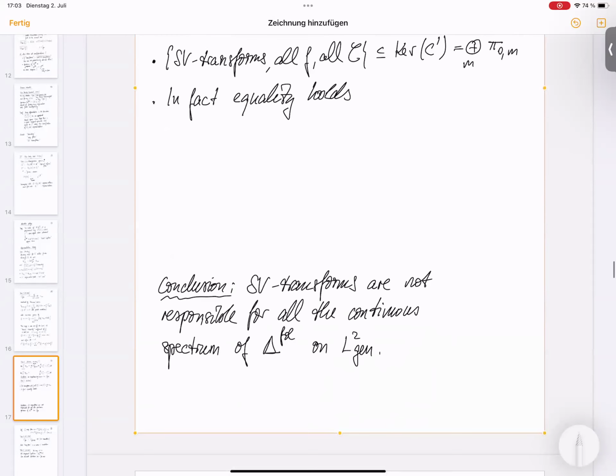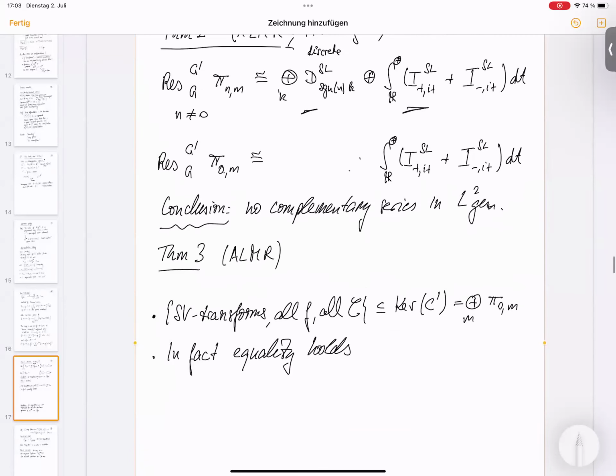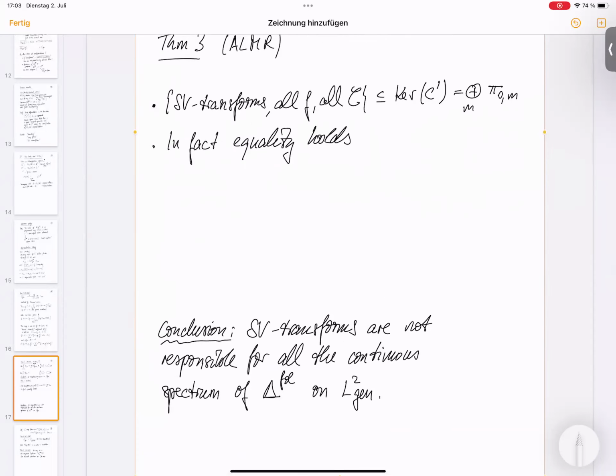Let me say that the Siegel-Veech transforms in that way are not responsible for all the continuous spectrum of the foliated Laplacian. Keep in mind that in the first row, we see that there's continuous part both in the pi n m restrictions and in the pi 0 m restrictions. And the Siegel-Veech transforms only contribute to the pi 0 m restrictions.